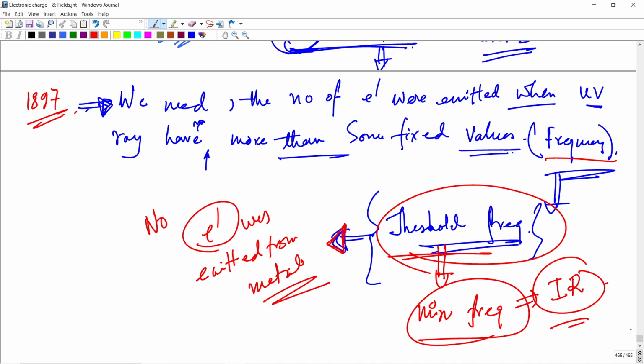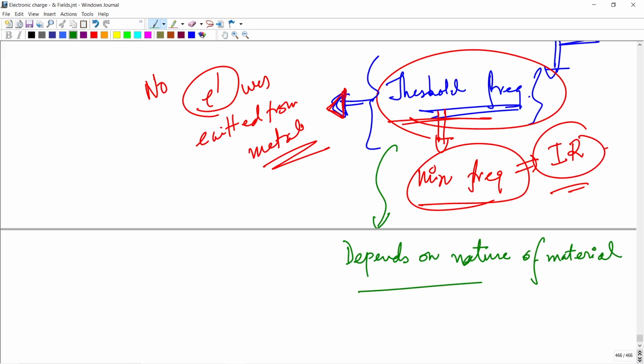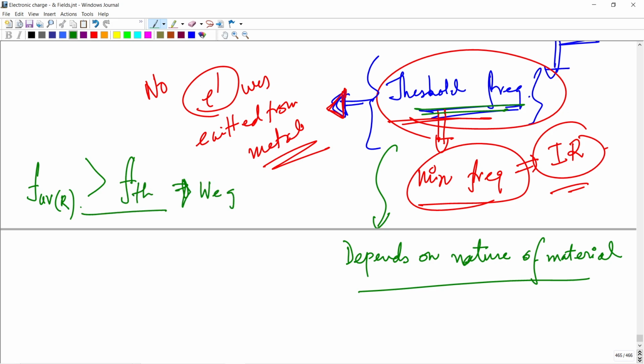This threshold frequency depends on the nature of the material. Clear? And this must be satisfied: if the frequency of the UV ray is greater than the threshold frequency, we get the photoelectric effect. Clear?